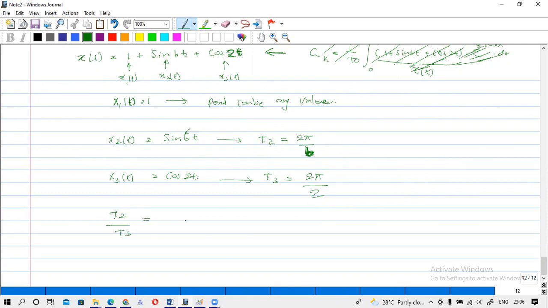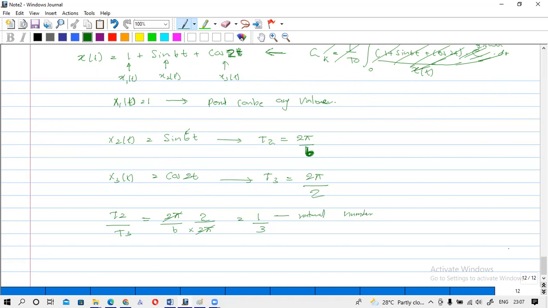T2 is 2 pi by 6, and you should divide it by 2 pi by 2. So 2 pi cancels out, and you will get 1 by 3. Okay, so if this is a rational number, these two signals are periodic. This is a rational number, so this is periodic.